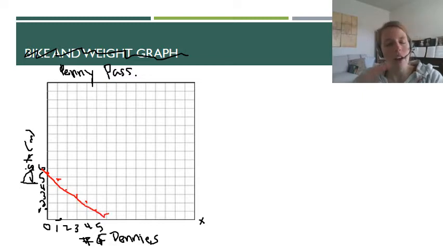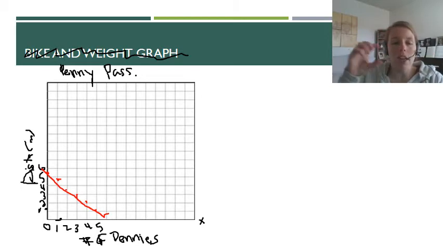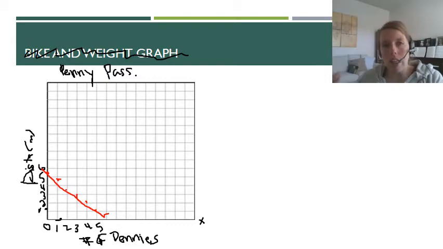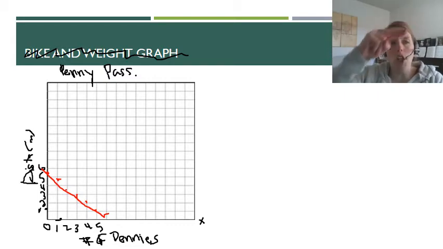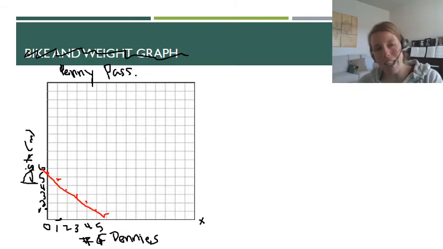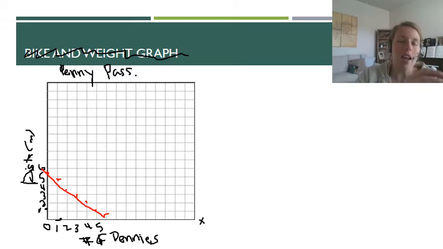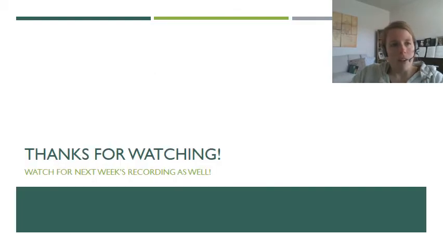Not great, but we can kind of see the relationship, and we see that as the number of pennies increases, the distance decreases. And that's why the slope of the line is negative. It's coming down because as the number of pennies increases, the distance is going down. So we can take the data that we collect and we can graph it. And that will be something I want us to get really comfortable doing this year.